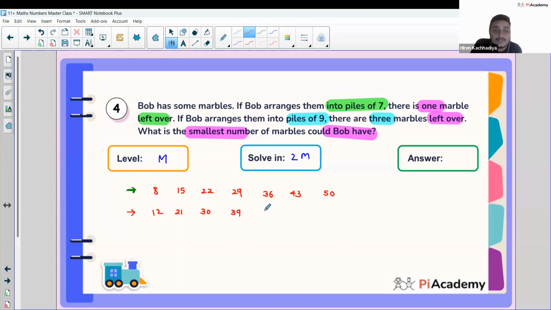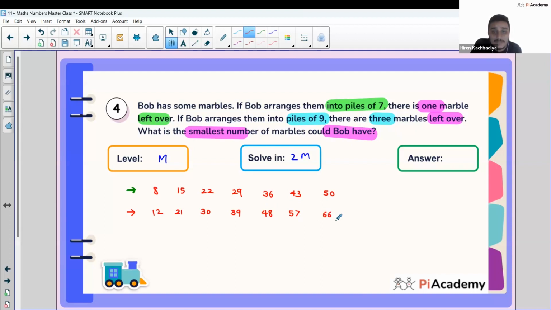Then we have 45. 45 plus 3 is 48, okay? And then we have how much? 9 times 6 is 54. 54 plus 3 is 57. Okay, and then we have 9 times 7, so that is 63. 63 plus 3 is 66.